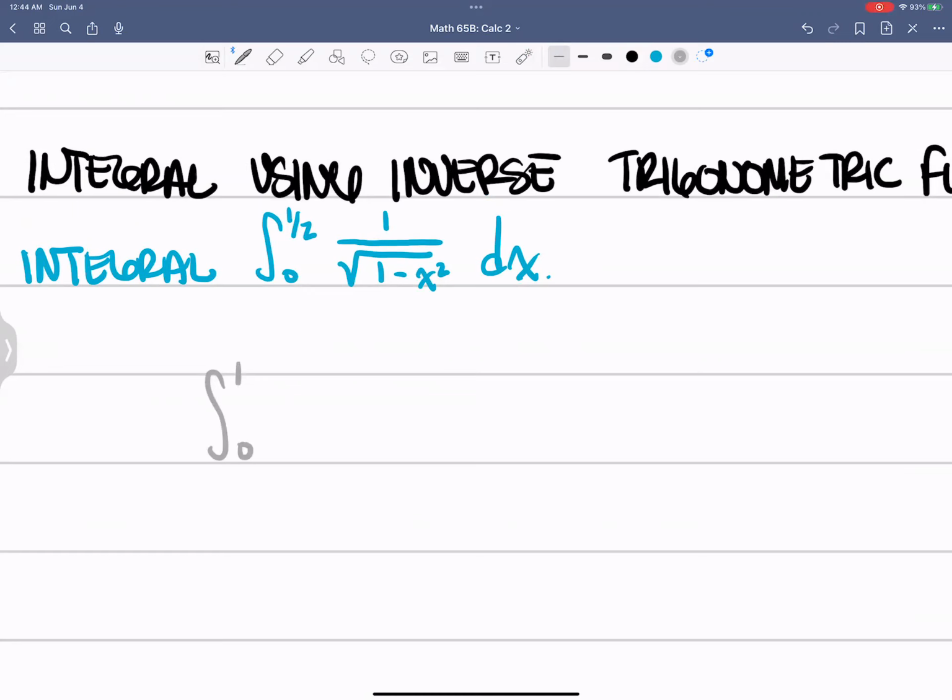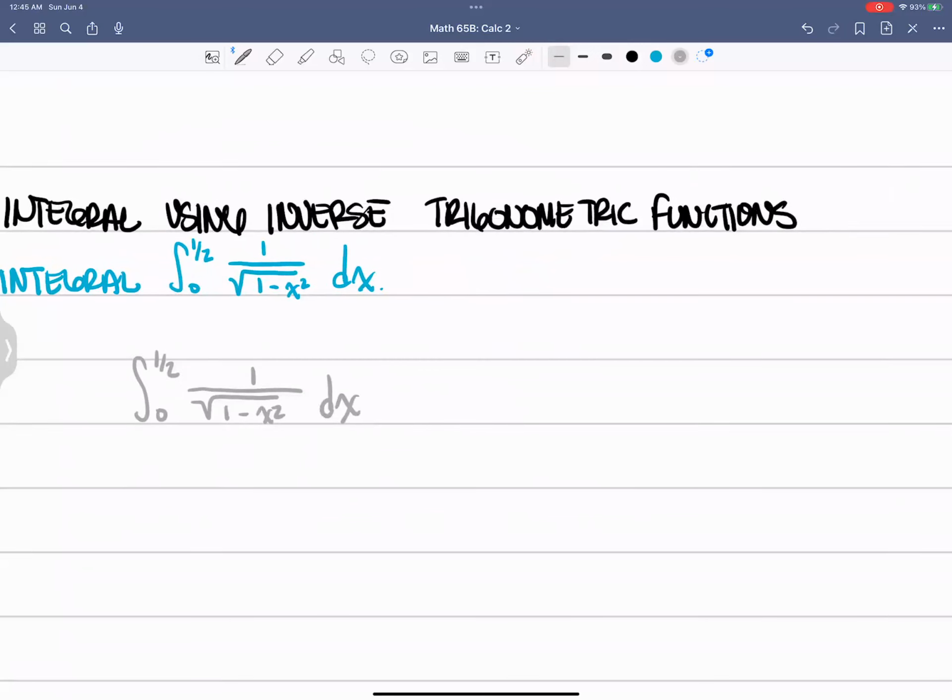From 0 to 1/2, 1 over the square root of 1 minus x squared dx. There's going to be a triangle associated with this. With this triangle, x's and y's are what I'm primarily going to use. We're going to call this angle y, and we're going to use sine.